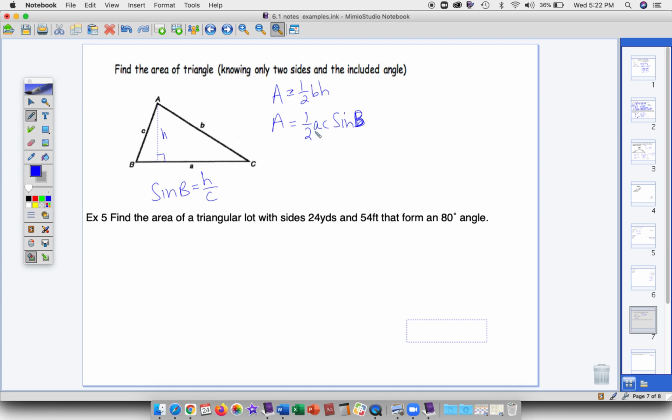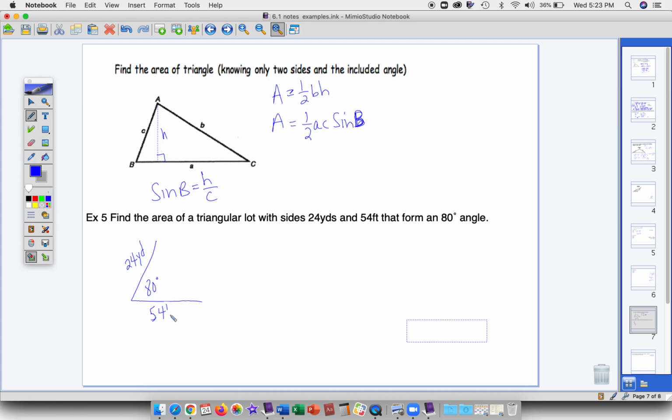So look at what we have here. We have two sides, and B is the included angle. So if I have that combination of side angle side, I can use this formula to calculate the area of the triangle. So here we have a triangular lot with sides of 24 yards and 54 feet that form an 80-degree angle. So we don't really need a drawing, but when it says they form an angle, that means that these sides are the sides that include that angle. So it means the angle is included.